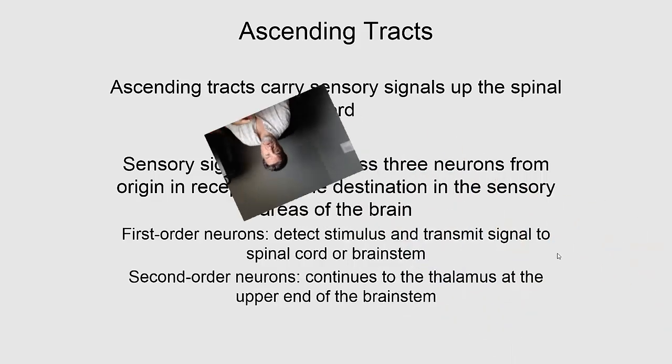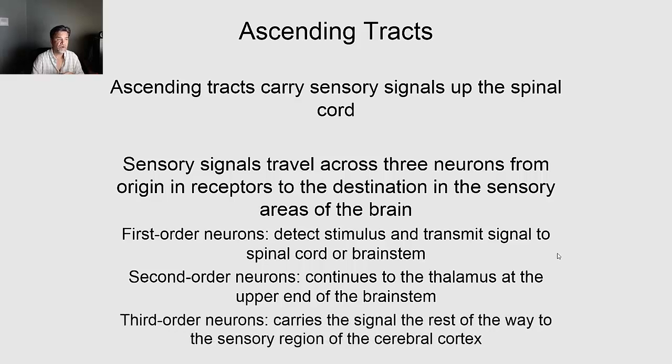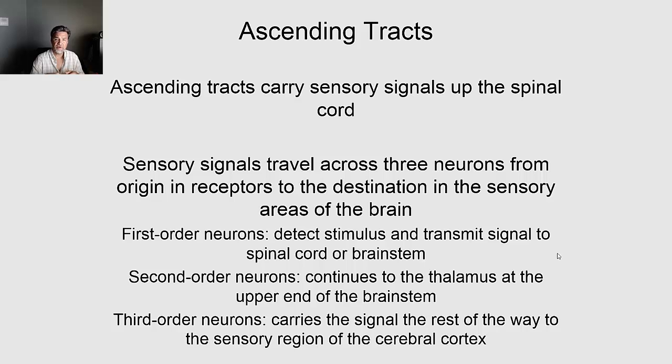Then a second order neuron will carry that information up the spinal cord into a region of the brain called the thalamus. And the thalamus is a region that receives almost all sensory information, filters it, figures out what's important. And then from the thalamus, the third neuron in this pathway will take the information to the region of the brain that happens to deal with that particular sensory function. Okay, so 3 order neurons here, 3 neuron pathways is very typical of all sensory pathways.